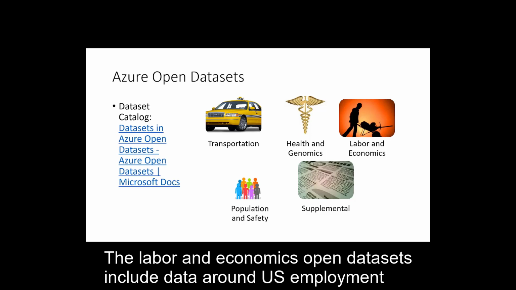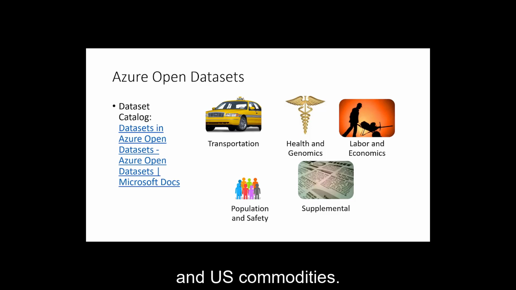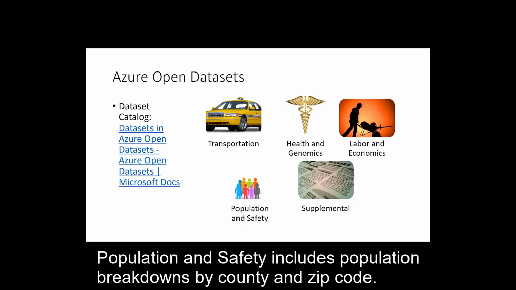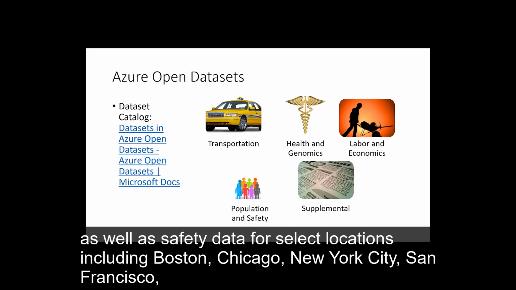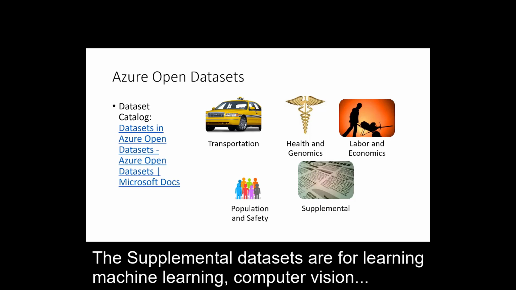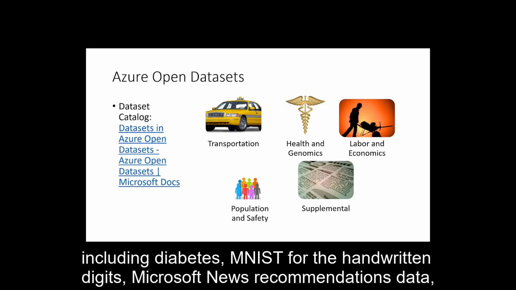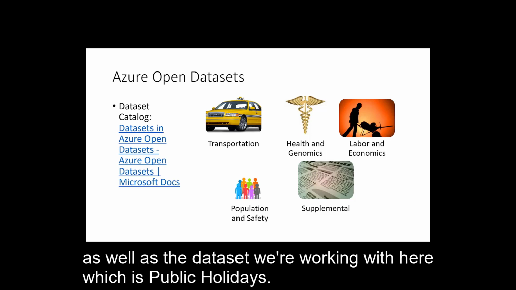The labor and economics open datasets include data around U.S. employment as well as U.S. commodities. Population and safety includes population breakdowns by county and zip code, as well as safety data for select locations including Boston, Chicago, New York City, San Francisco, and Seattle. And the supplemental datasets are for learning machine learning or computer vision, such as diabetes or MNIST for the handwritten digits, Microsoft News recommendations data, as well as the dataset we're working with here, which is public holidays.